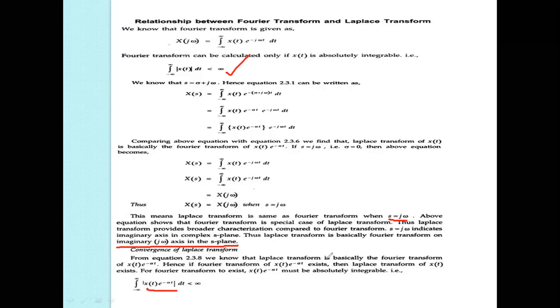From the equation, we know the Laplace transformation is basically the Fourier transformation of x of t e power minus sigma t. Hence, if the Fourier transform of x of t e power minus sigma t exists, then the Laplace transform of x of t exists. For the Fourier transform to exist, x of t e power minus sigma t must be absolutely integrable. Got it, my dear?